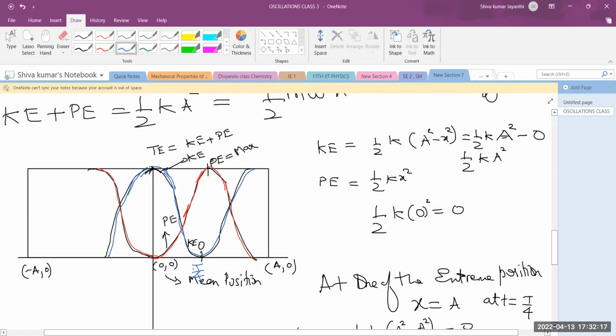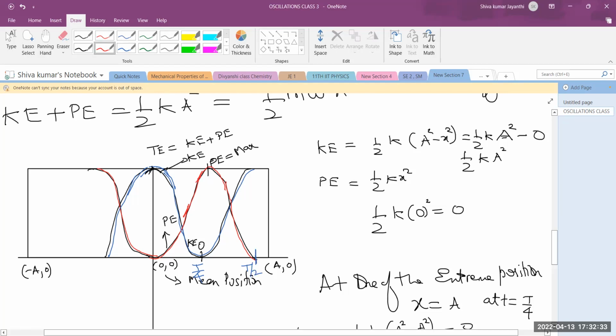Understood? At time t equal to T by 4, kinetic energy is 0 and potential energy is maximum. Understood? Similarly, at this point, can you tell me what this point is? T by 2. At T by 2, you are again coming back to the mean position.